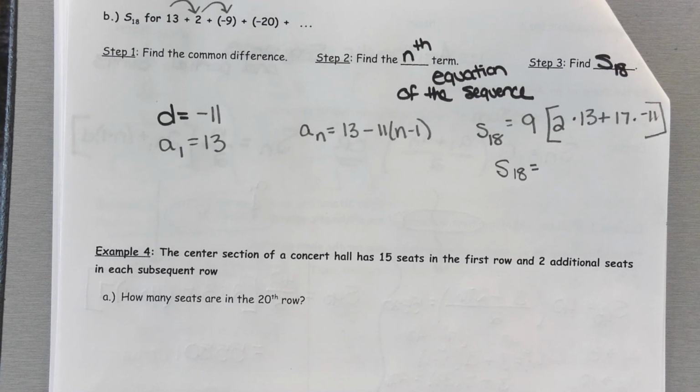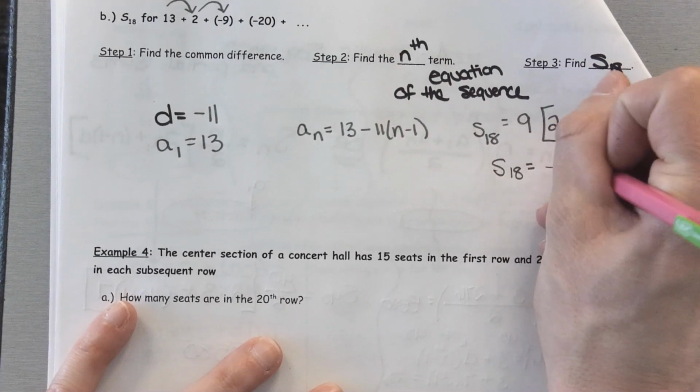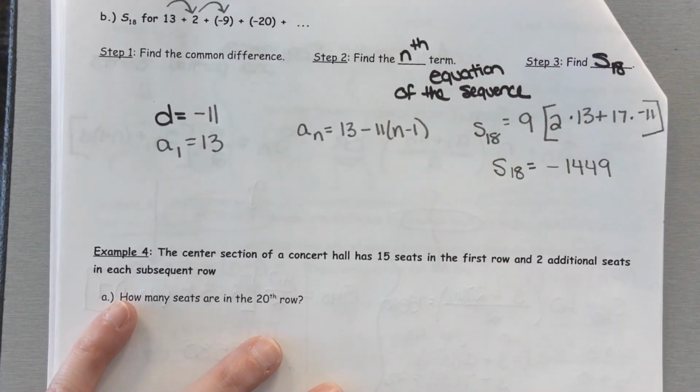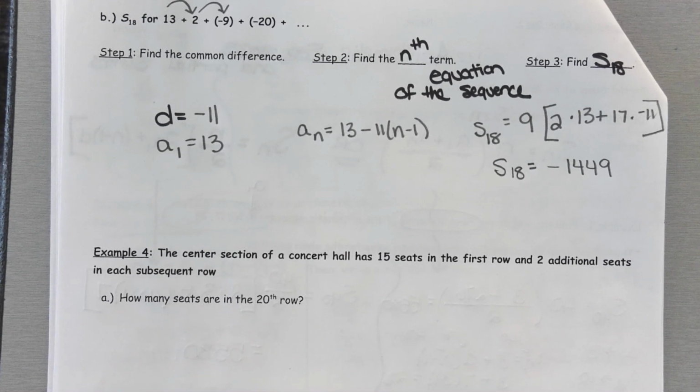Did we get negative 1,449? Yeah. Perfect. Okay, that would be my final answer for that one. And again, if you use the other formula, you should get the same thing.